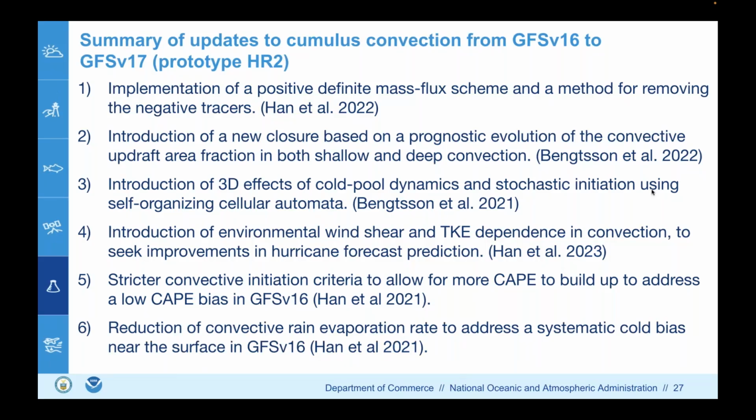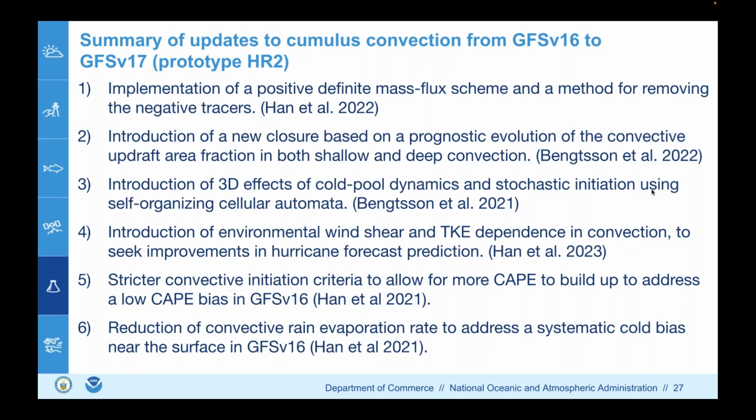So here's a summary of the updates to cumulus convection throughout the prototype process. The first update was implementation of a positive definite mass flux scheme and a method for removing negative tracers. This was motivated by the fact that when we introduced Thompson into prototype 8, we found that the Thompson scheme sets all negative tracers coming into the scheme to 0. And in a global system, this adds mass over time.